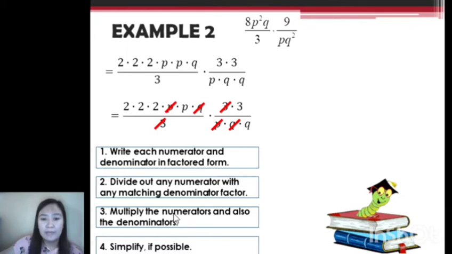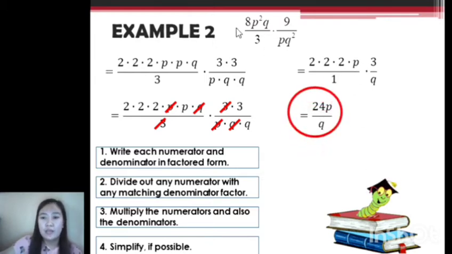Third step, multiply the numerators and also the denominators. So 2 times 2 times p, which is the remaining, over 1 times 3q. Simplifying our answer, we have 2 times 2 times 2 times 3 is equal to 24 times p over q. Therefore, 8p squared q over 3 times 9 over pq squared is equal to 24p over q.